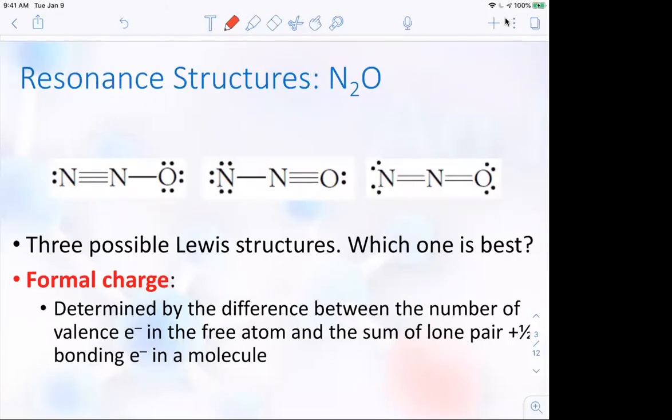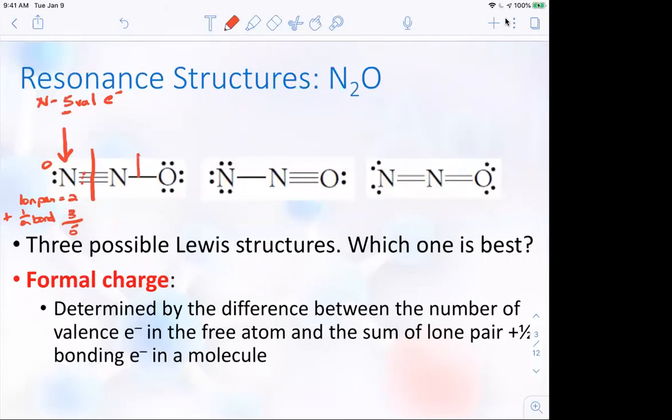So for example, if I want to look at this nitrogen here, I know that nitrogen is supposed to have 5 valence electrons. But what I'm going to do is take the lone pair and add half the bonding. So if I draw a line here, the lone pair is 2 electrons, half of the bonding is 1, 2, 3, and I end up with 5. Nitrogen is supposed to have 5, and it does have 5. This has a 0 formal charge on it.